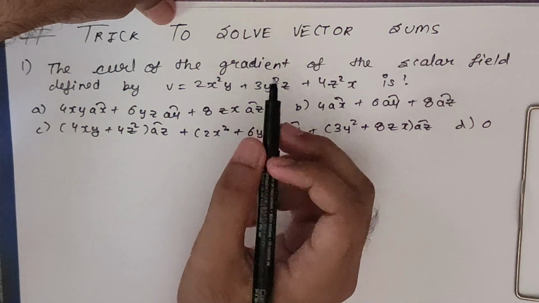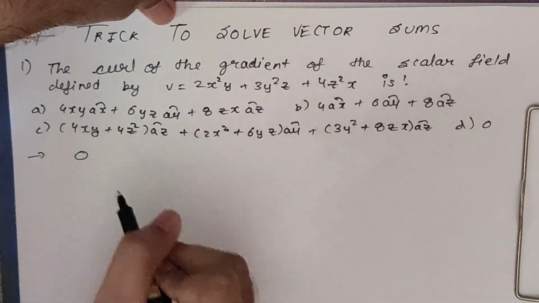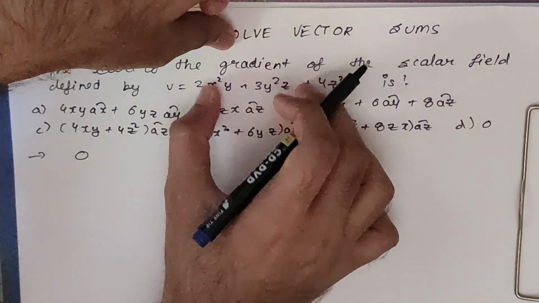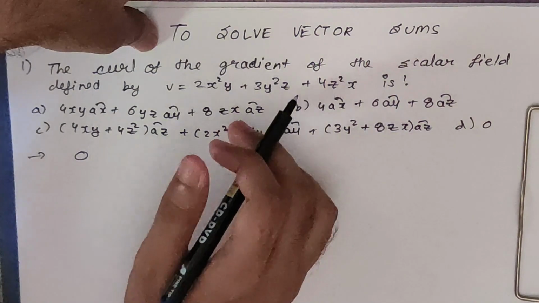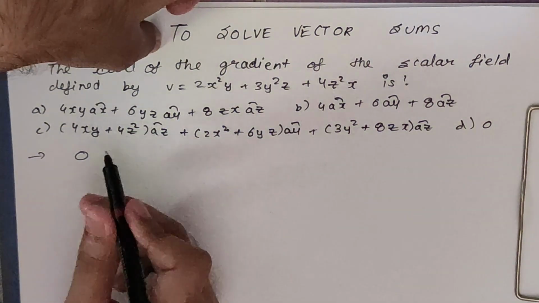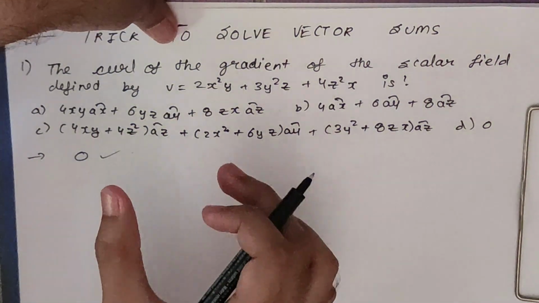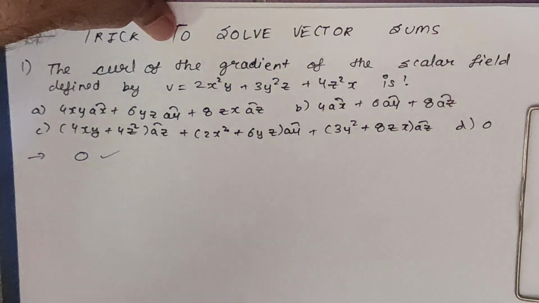Hopefully you have tried this question and got the answer as 0. For the gradient you took around 30 seconds and for curl you took around 30 seconds. It means you took 1 minute to get the answer. But let me tell you, by the trick you can solve this question in just 1 second.